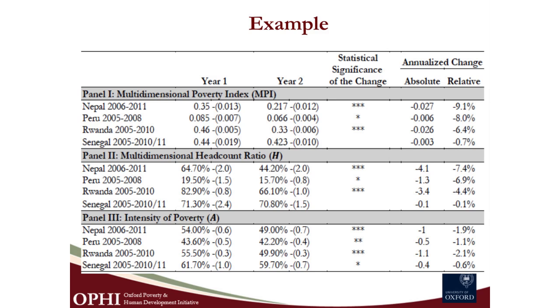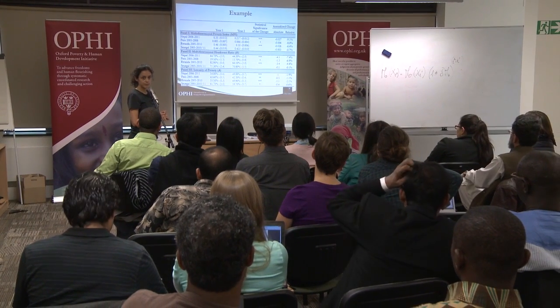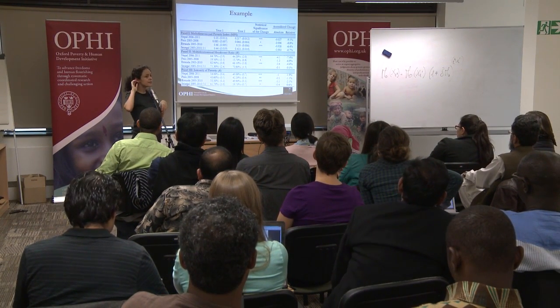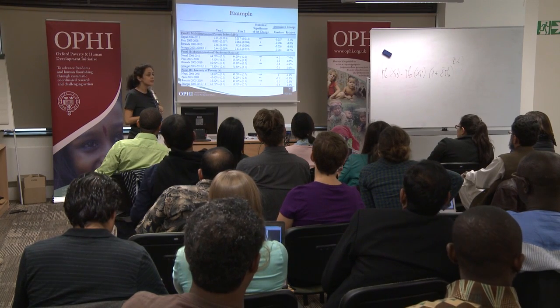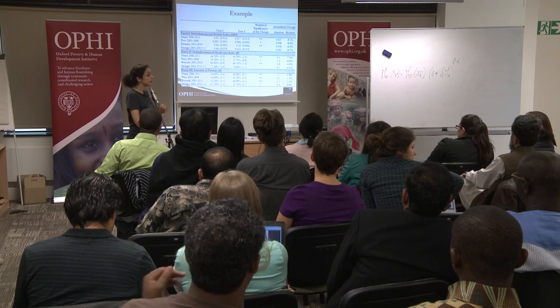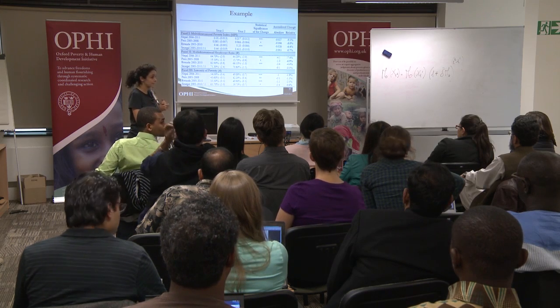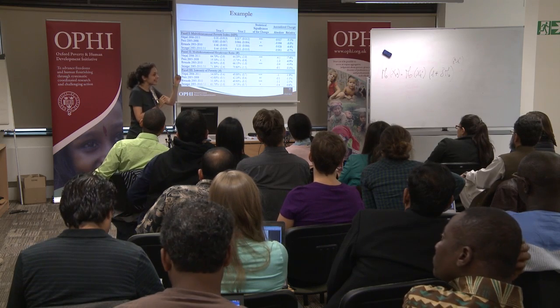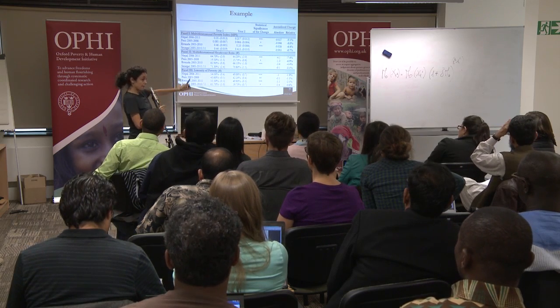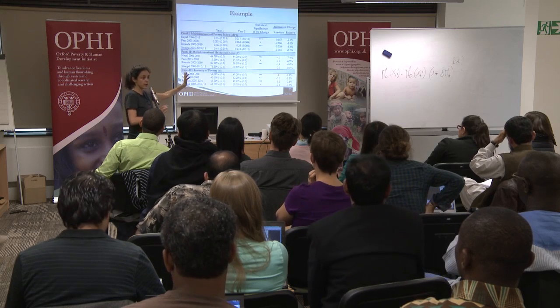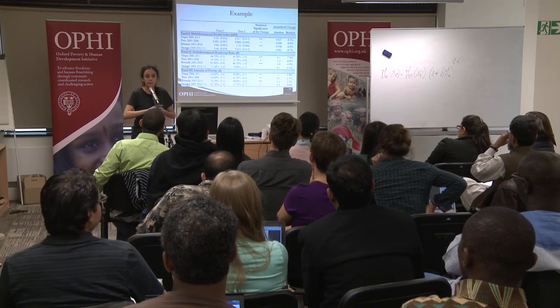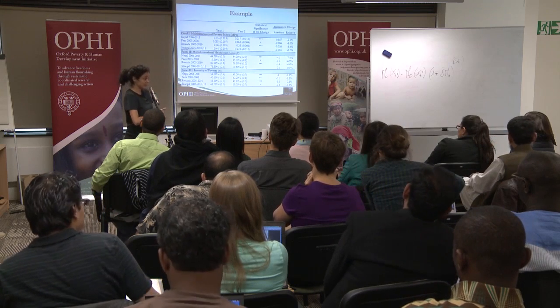Looking at the first panel, my question to you is, which country performed best in reducing poverty? Nepal. Why Nepal? Louder, I hear something in the back. Yes? 9.1%. That's true, but it's also true for the absolute. That's why Nepal, there is no question. Nepal was the best performer. Nepal had the biggest reduction in absolute and in relative terms.